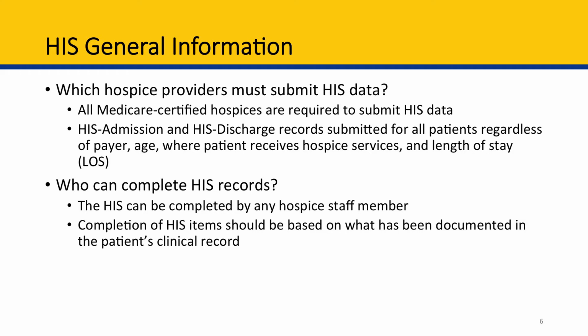When completing the HIS items, it should be based on what has been documented in the patient's clinical record. For instance, if a patient tells the nurse that he or she is having severe pain, it must be documented in the patient's record for it to be coded as such in the HIS record. This is particularly important when the HIS is being abstracted by a hospice staff member who did not have the discussion with the patient.